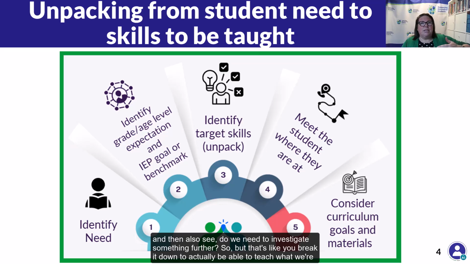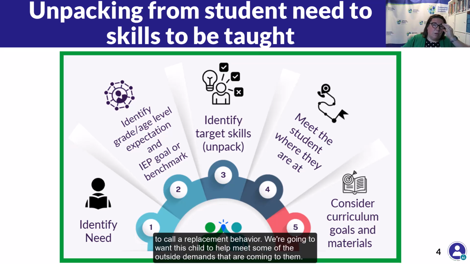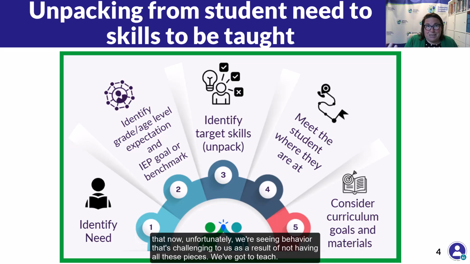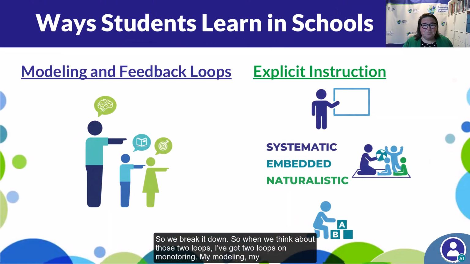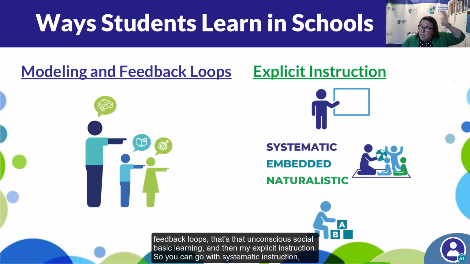To actually be able to teach what we're going to call a replacement behavior, we're going to want this child to help meet some of the outside demands that are coming to them, that right now, unfortunately, we're seeing behavior that's challenging to us as a result of not having all these pieces. We've got to teach. So we break it down. So when we think about those two loops, I've got two loops I'm monitoring. My modeling and my feedback loops, that's that unconscious social basic learning, and then my explicit instruction.